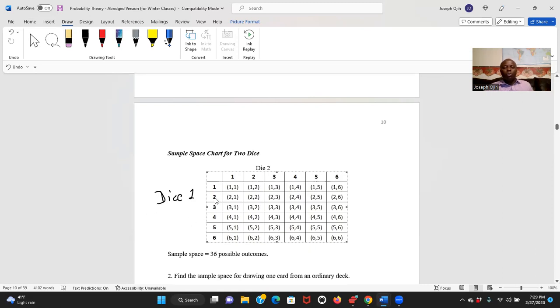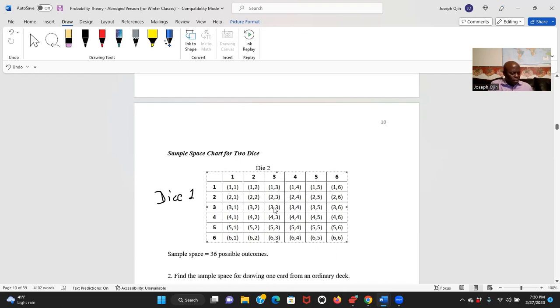It can be 2 showing on die 1 and 1 showing on die 2. That means 2, 1. 2 showing on die 1 and 2 showing on die 2: 2, 2. 2 showing on die 1 and 3 showing on die 2: 2, 3, and so on. So that gives us the possibilities for this kind of scenario.